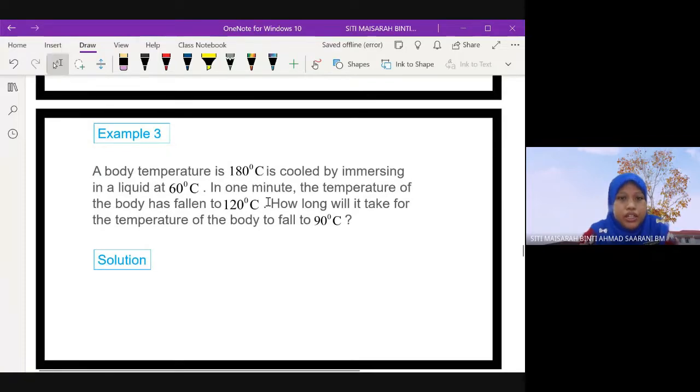A body temperature is 180 degree Celsius is cooled by immersing in a liquid of 60 degree Celsius. Maksudnya kita body temperature tersebut adalah 180. Jadi dia nak sejukkan, dia masuk ke dalam, dia duduk dalam liquid lah. Okay. So jadi liquid tu dia punya 60 degree Celsius tu adalah dia punya A, ambient temperature.